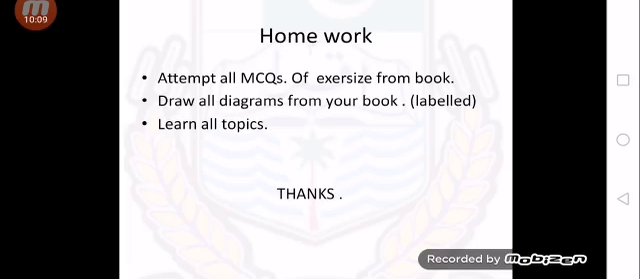Now some homework is to be assigned to you. As chapter number 4 is completed, you are to attempt the MCQs of the exercise from your book, and you will draw all diagrams in your notebook, especially these diagrams of xylem, phloem and supporting tissues like collenchyma tissues and sclerenchyma tissues, and you will learn all topics. Thanks.